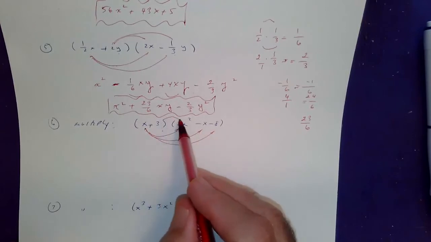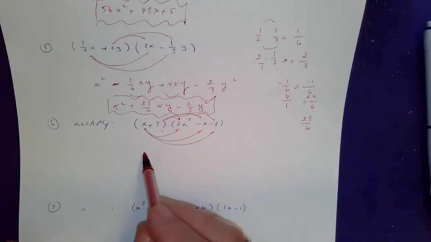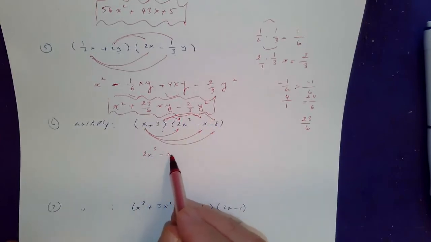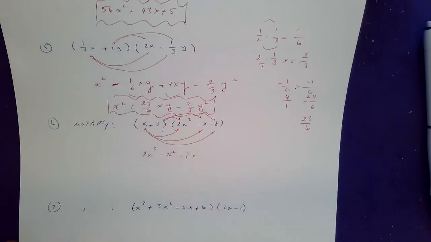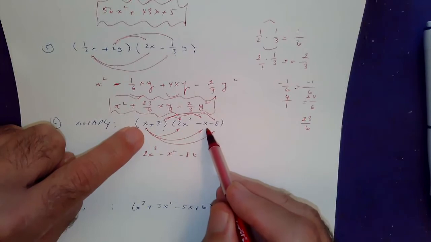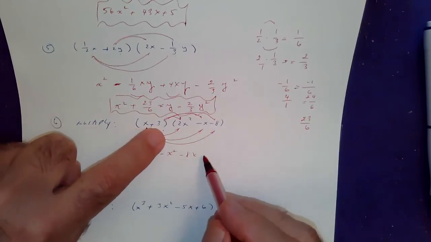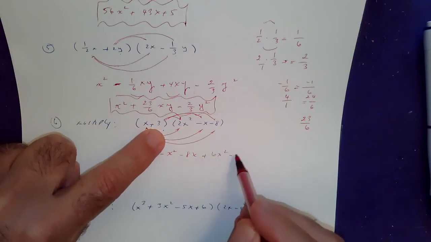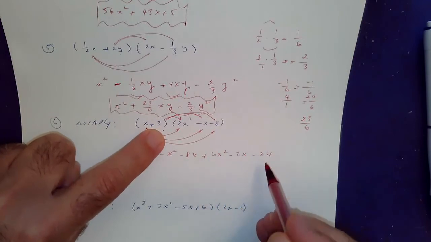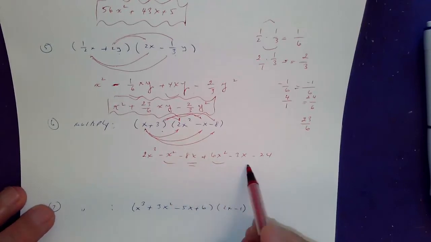When you're done, come back and take the 3 and do the same thing. So what do I get? 2x cubed minus x squared minus 2x squared minus x squared minus 8x, correct? Now do the 3. 6x squared minus 3x minus 24. Look for like terms and combine.